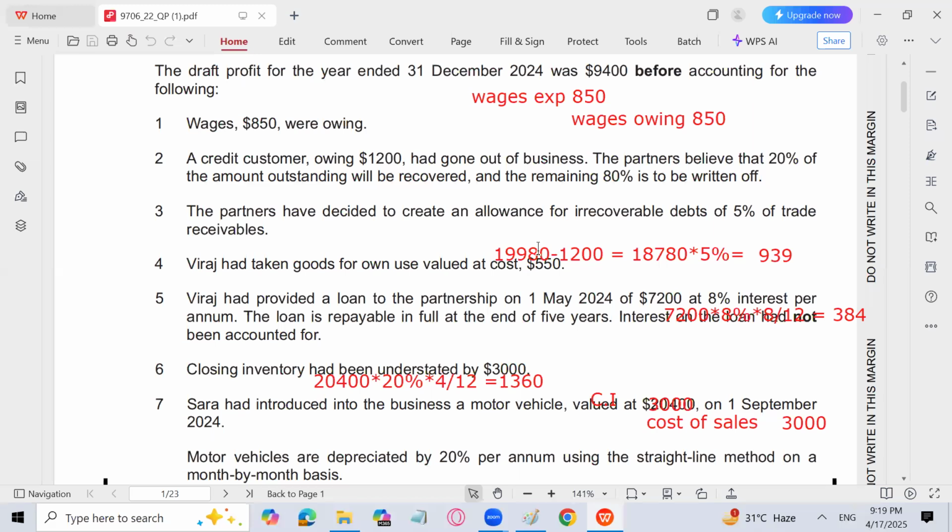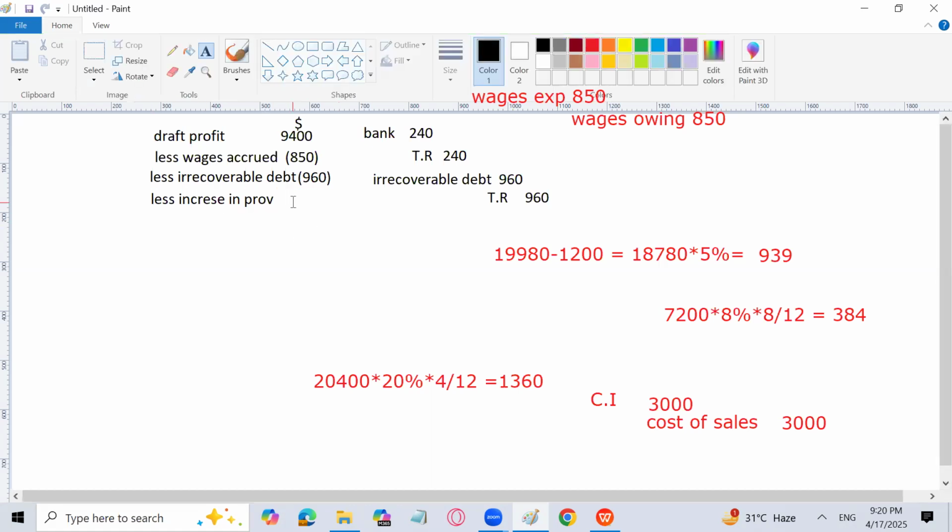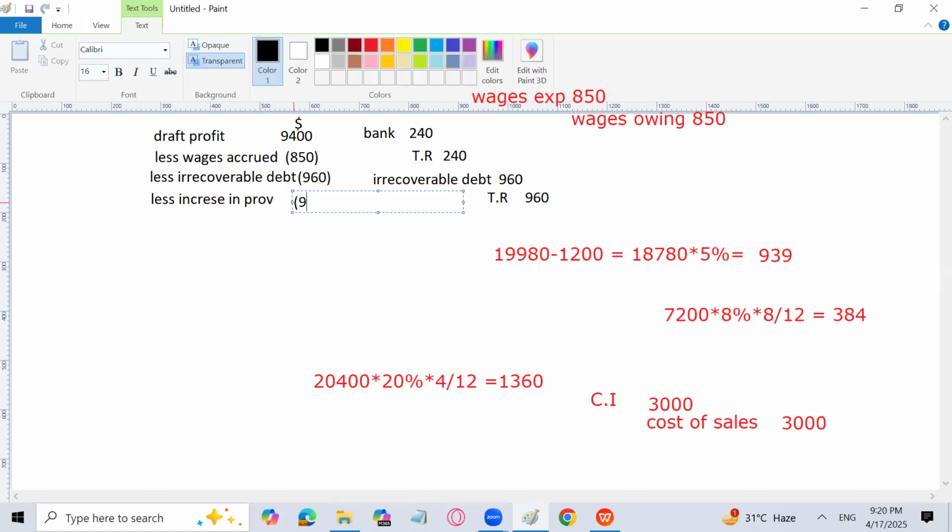So from trade receivable 19,980 minus 1,200, which is no more our trade customer because he has gone out of business, 18,780 into 5% is 939. With that amount, we have to increase the provision. Increase in provision will be subtracted from profit, or it should be added in expenses, one and the same thing, because provision increase will decrease profit. And the amount is going to be 939. So I will write here 939.